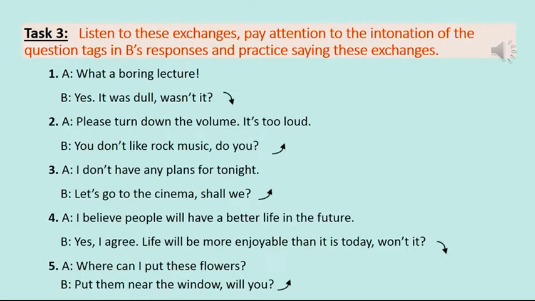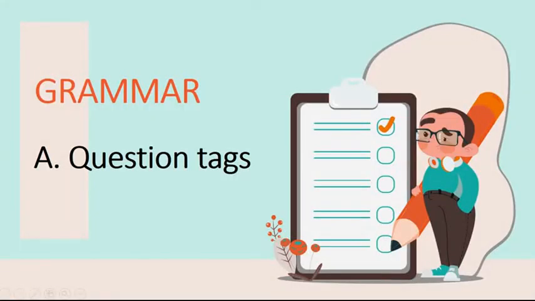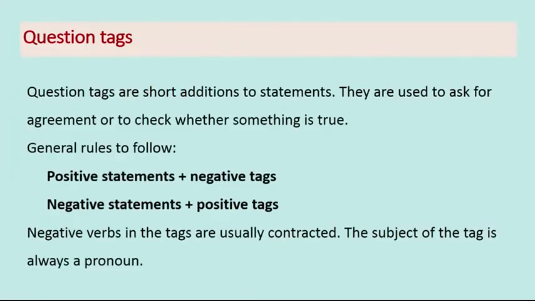After completing task 3, I hope that you know how to say question tags correctly for the right purposes. And this is also the first grammar point of our lesson today, question tags. You know, question tags are short additions to statements. They are used to ask for agreement or to check whether something is true. We have general rules as follows. Positive statements go with negative tags. Negative statements are followed by positive tags.